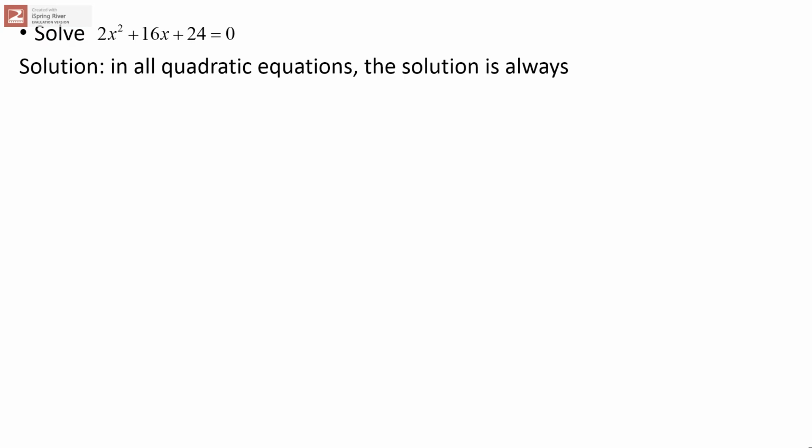All the solutions of quadratic equations have the following form. x is equal to negative b plus or minus the square root of b squared minus 4ac, all of that over 2a.